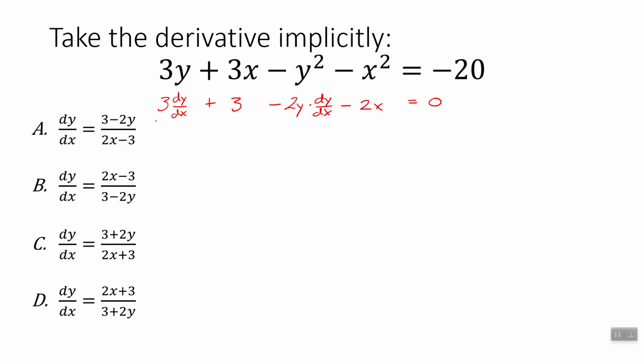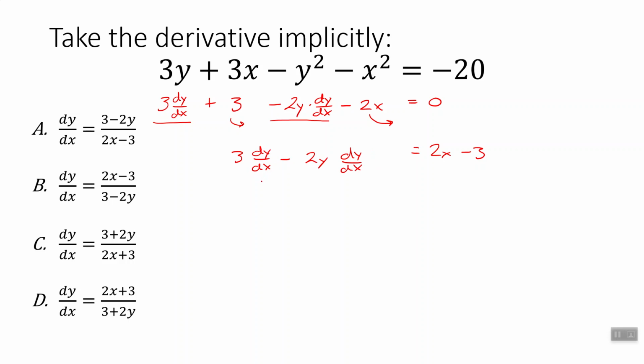Step 2, we want everything that has dy/dx on one side, and everything else is going to move to the other side. So we're going to subtract 3, and we're going to add 2x. So we're going to get 2x minus 3 over here. And over here we've got 3 dy/dx minus 2y dy/dx.